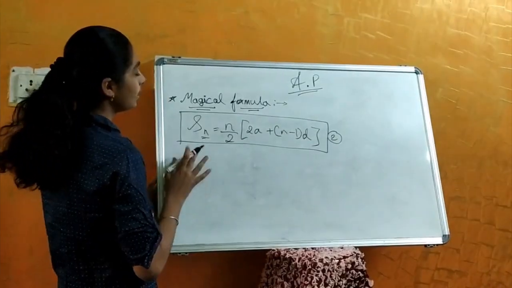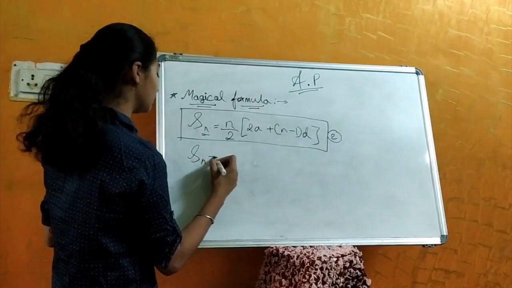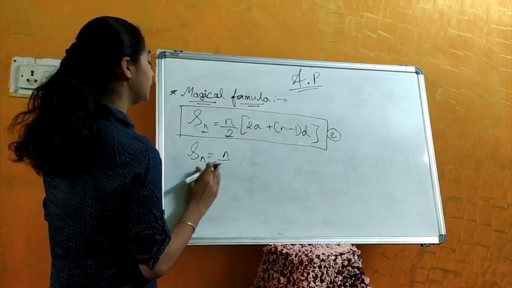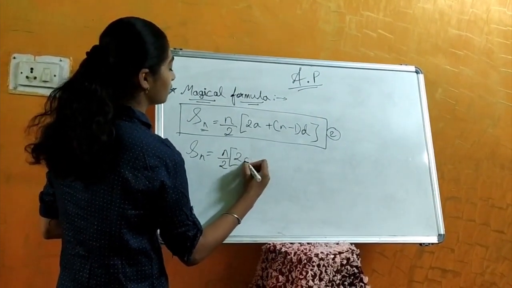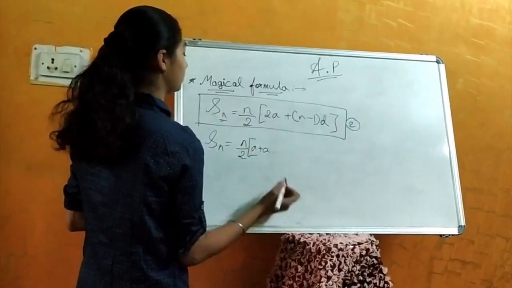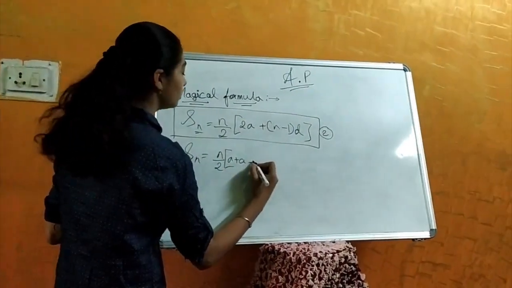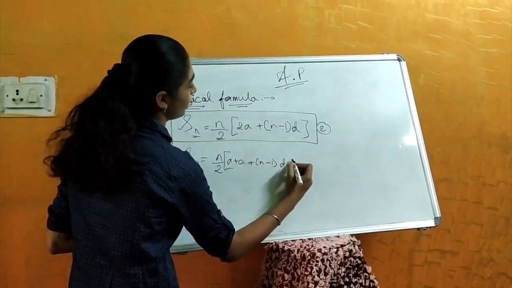Now we can write it like this also. Can I write this like this? Sn is equal to n upon 2. Then we will get our second type of this formula. That is what? 2a. Oh wait, we'll write it like this: a plus a. A plus a, 2a. I have made no change here, I have just expanded the 2a.